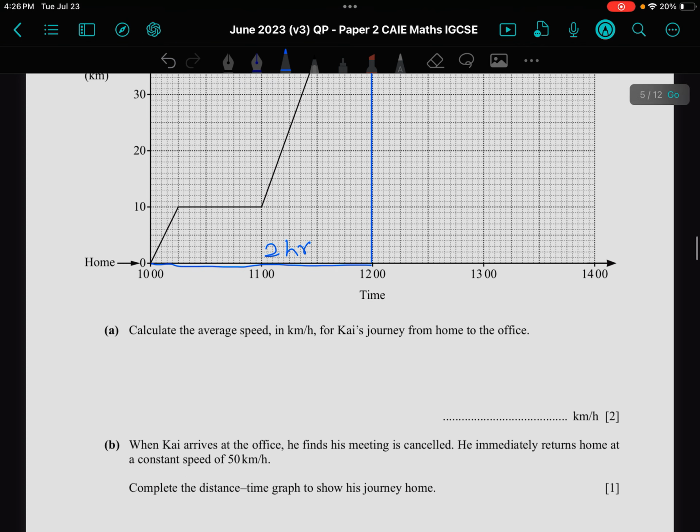So you have to calculate the average speed in kilometer per hour. So average speed is equal to total distance upon total time. Total distance is 65. Total time is 2 hours. When you divide, you will get 32.5. 32.5 kilometer per hour is my answer.